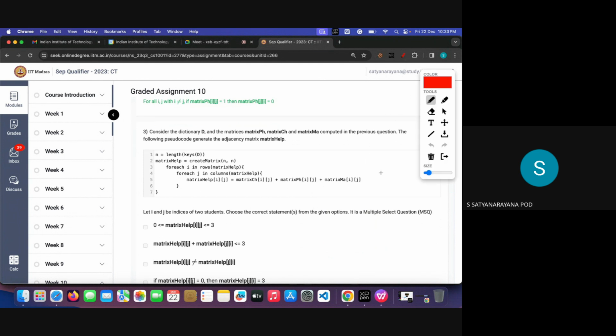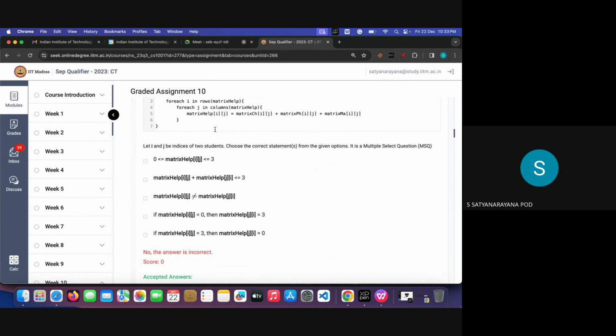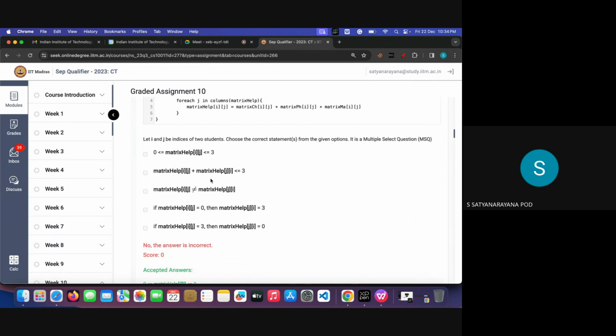You might have a matrix with a maximum value of 3 and a minimum value of 0. Now, I and J are the indices of the two students. Choose the correct statement from the given options, which is MSQ. So definitely the value is between 0 and 3. This is the right option. Now matrix help of I plus J and J plus I.